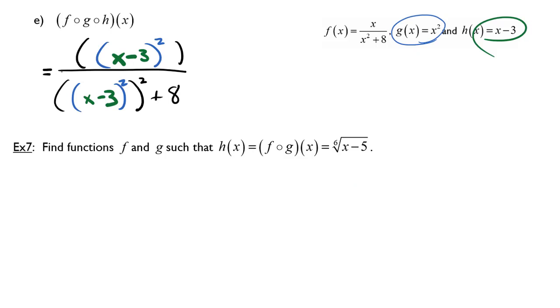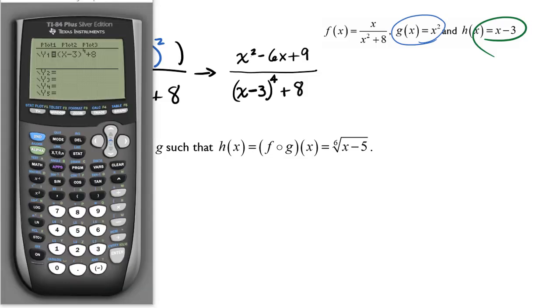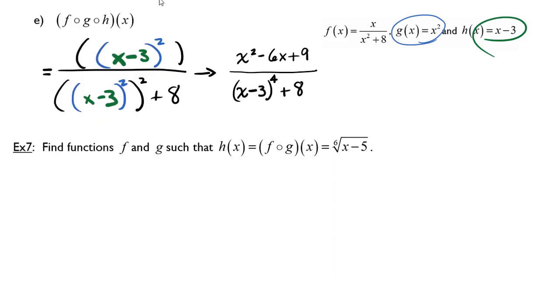This definitely takes practice just to get used to all the different steps. In the numerator, we will have x squared minus 6x plus 9, foiling out the numerator. In the denominator, I'm just going to leave this as x minus 3 to the 4th power plus 8. Again, a good way to check to see if the denominator will cause any undefined values is to graph the denominator in your calculator.